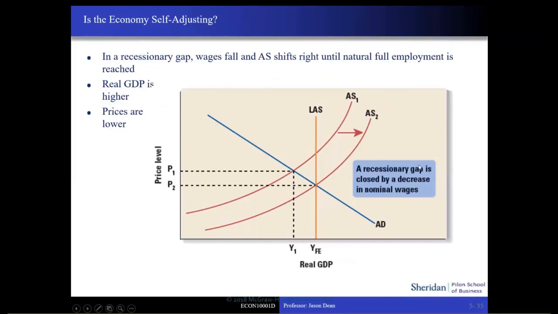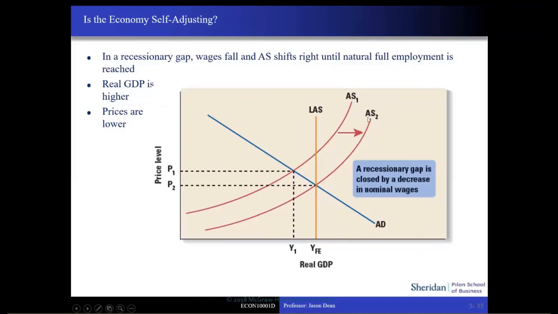So is the economy self-adjusting? If the aggregate supply and aggregate demand curves intersect to the left of the potential GDP, we're in a recession. In a recession, if wages were to fall, that's consistent with aggregate supply shifting to the right. Remember, we drew these short-run aggregate supply curves for a fixed wage or fixed input prices. So if the input prices change, then we change the aggregate supply curve. In this case, if wages could fall, that would help clear the labor market, and our aggregate supply curve would shift to the right.